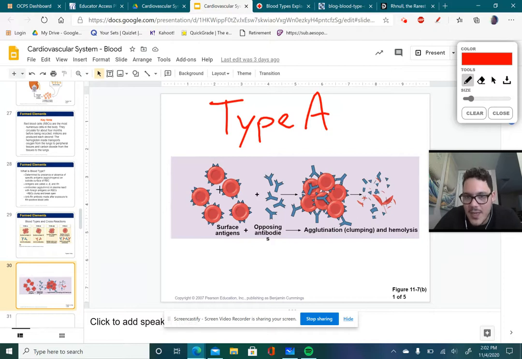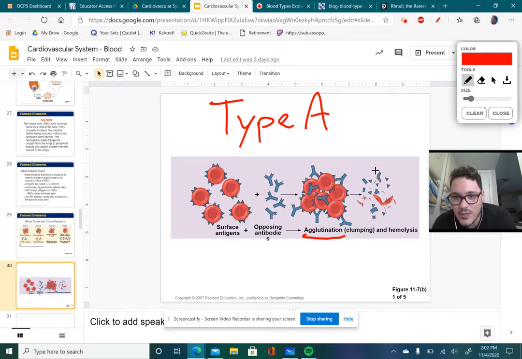So for someone who's type A, if they just received a donation of blood that is type B, well, that type B blood is going to interact with your anti-B antibodies. That's going to cause something called agglutination. We need to know that term for sure. Agglutination is another name for clumping.